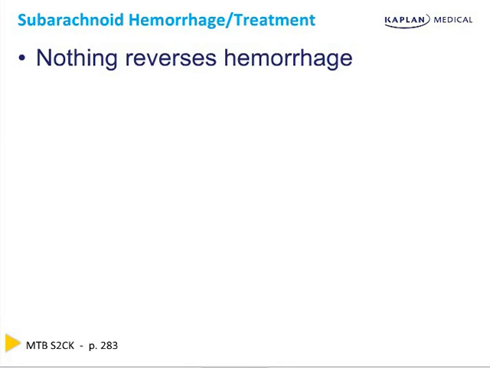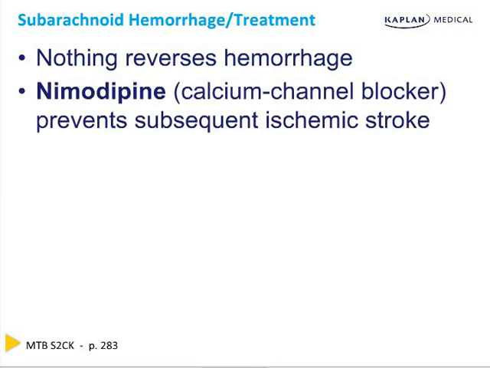The most important thing to understand first about a subarachnoid bleed is that you can't do anything to reverse the bleed that already happened. It's already happened. You can't go stuff it back in there. The major thing that we're going to do is we're trying to prevent complications. The complications is that people who have subarachnoids have vasospasm and get an ischemic stroke. So we use a calcium channel blocker, nimodipine, to prevent a subsequent ischemic stroke.